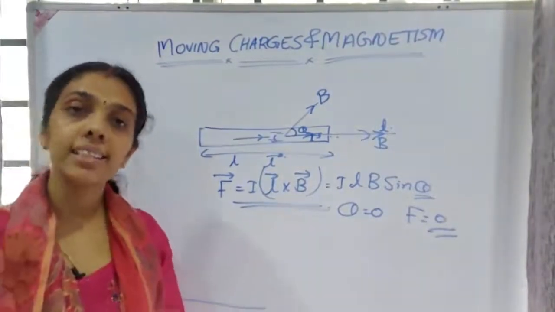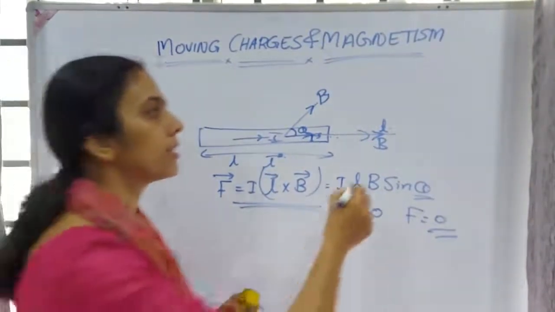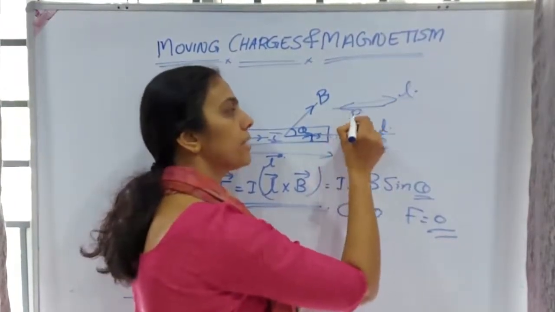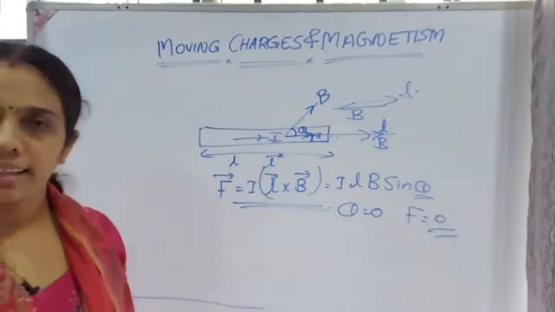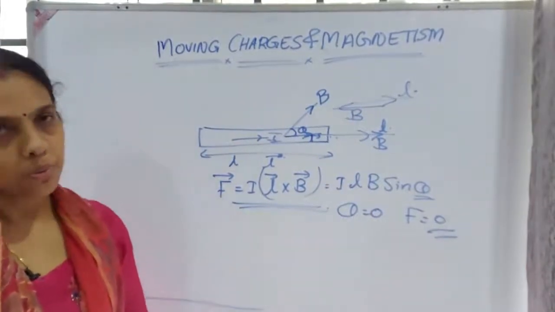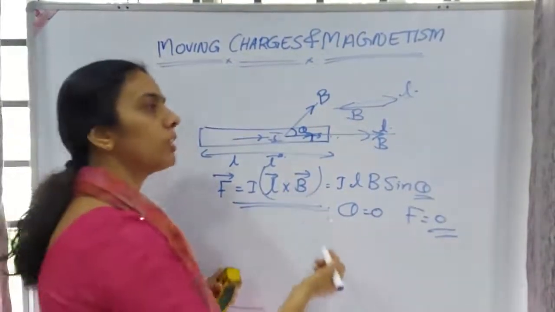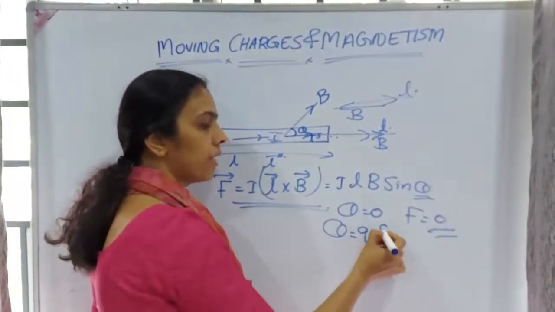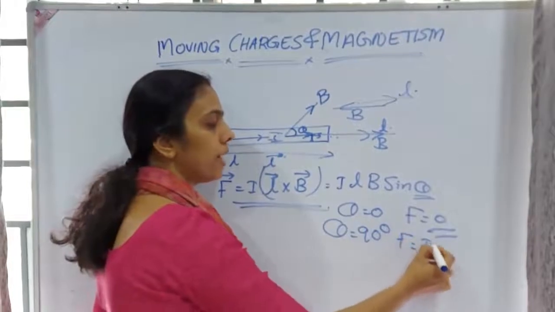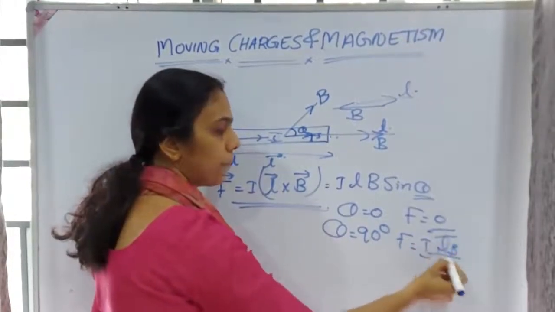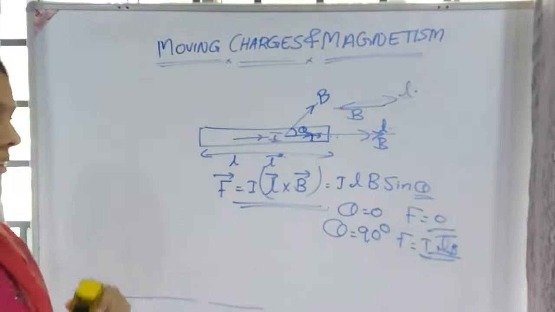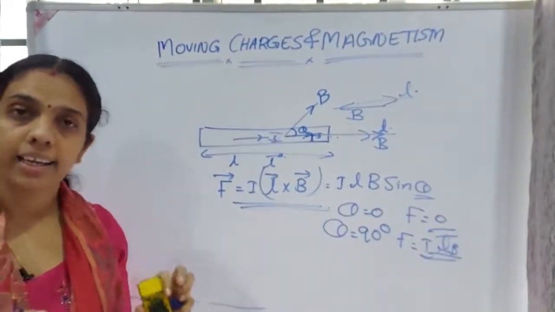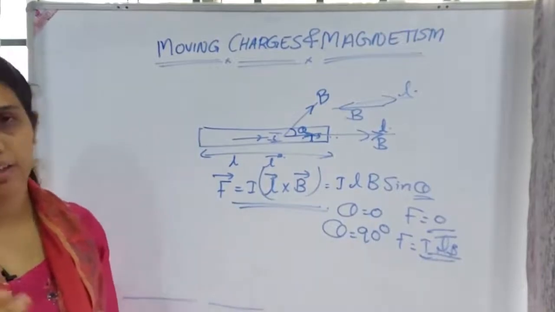Or if they are anti-parallel to each other, current is moving in this direction, or length is acting in this direction and the magnetic field is in the opposite direction, then also force will be equal to 0. But if both are perpendicular to each other, if theta equals 90 degrees, then what will happen? Force will be I L B. It will be the maximum force acting on the conductor. So, that is the force acting on a current carrying conductor placed in a magnetic field.